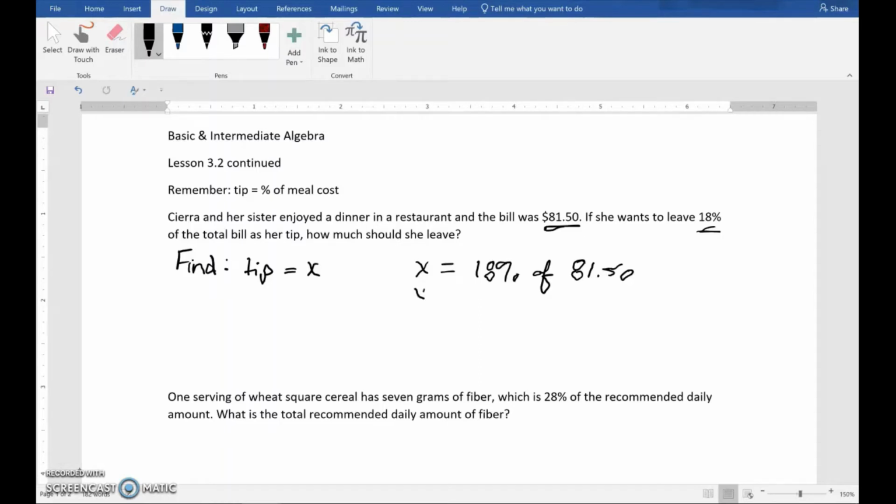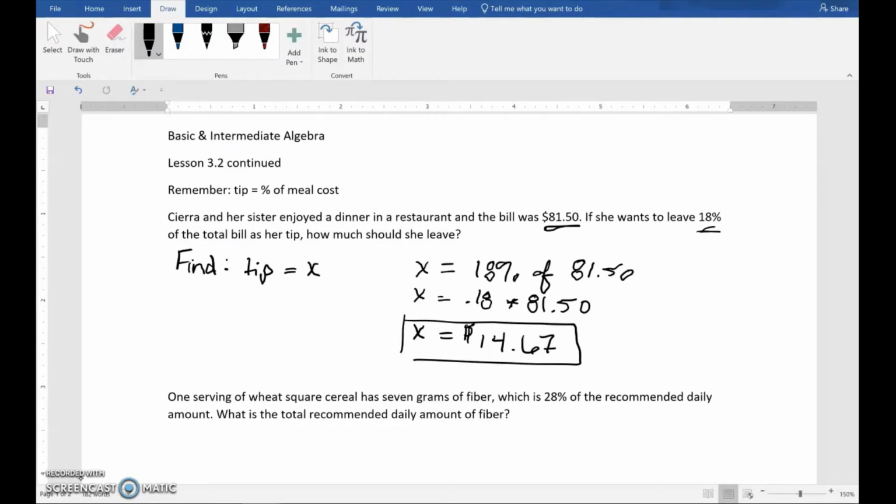and that is change our percent into a decimal, so that becomes a 0.18. The word of means multiply, and so we're going to multiply this times our 81.50. Throwing that calculation into our calculator, we find that X is 14.67. And of course, at the end, I want you to put a unit with it. And so our unit for this one should be dollars. So we wanted to find the tip. The tip is $14.67.